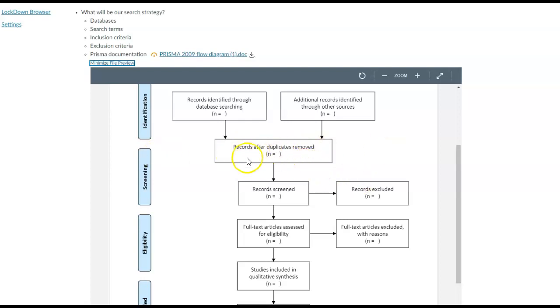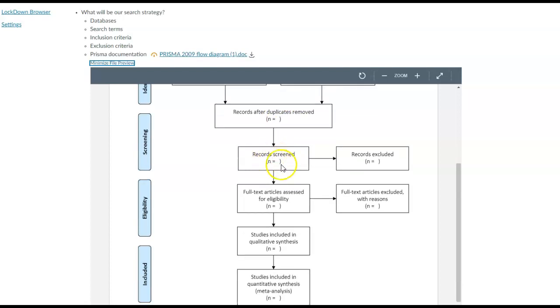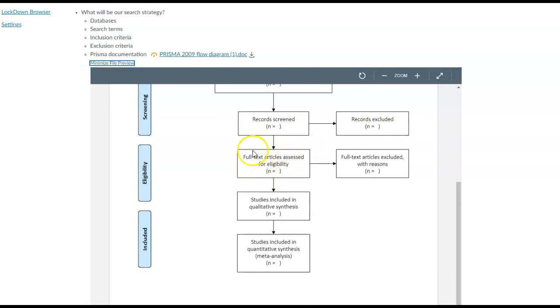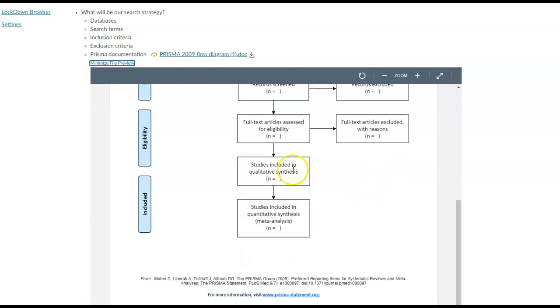So now we're going to get down to what we actually have. And let's say that there was a lot of duplication, so we came down to 75. We screened all 75. We excluded some of them because it wasn't really what we were looking for. So we put the number there, what we excluded. Now the ones that we assessed for eligibility, let's say it was 50. Out of those 50, full text articles excluded with reasons. Why did we exclude these? Because we had already gone through it once. We had screened it. Now we're kind of doing a diagnostic. So why did we get rid of that?